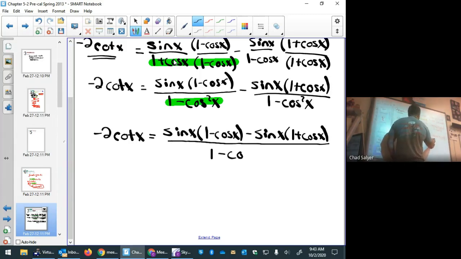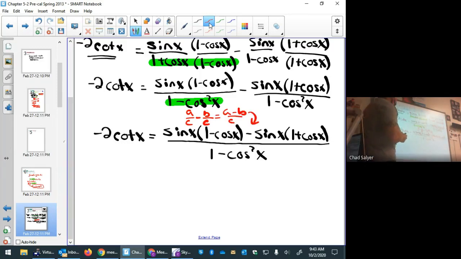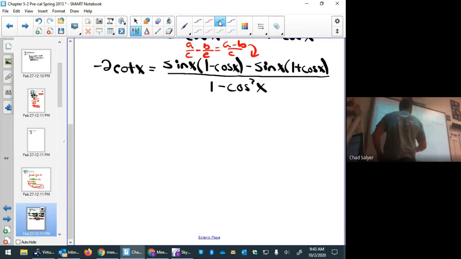Combining the fractions first. Because they have a common denominator, we can do that. Remember that a over c minus b over c equals a minus b over c. So we're rewriting it in that way. Now I see a simplification I can make. I can factor out a sine and turn that bottom term into a single. Well, let's distribute and see what cancels first.